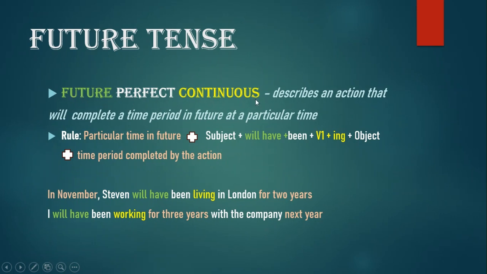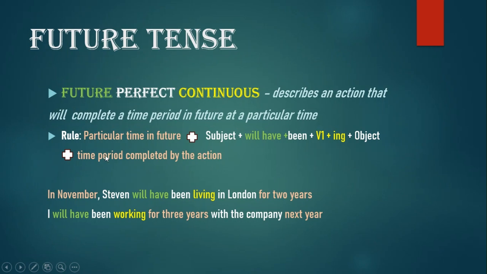Now this describes an action that will complete a time period in future at a particular time. So the difference between future perfect and future perfect continuous is that future perfect talks about an action that is completed in future at a particular time, whereas future perfect continuous talks about the time period that will be completed by that action, for how much time that action will be going on at a particular time in future.